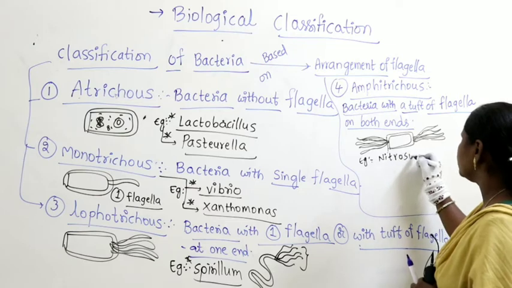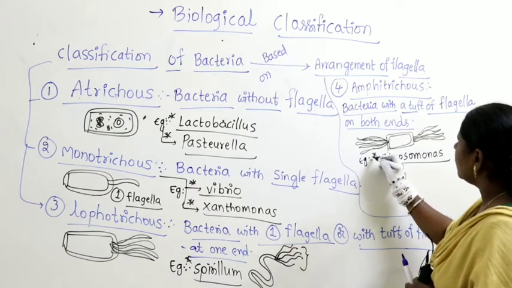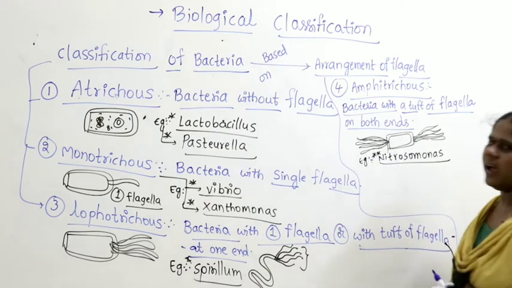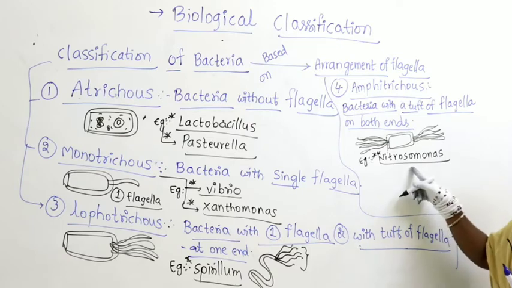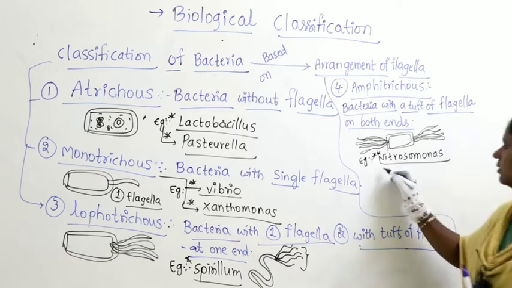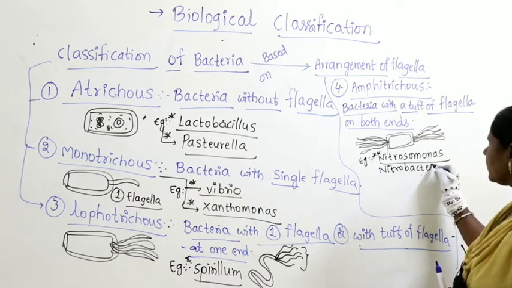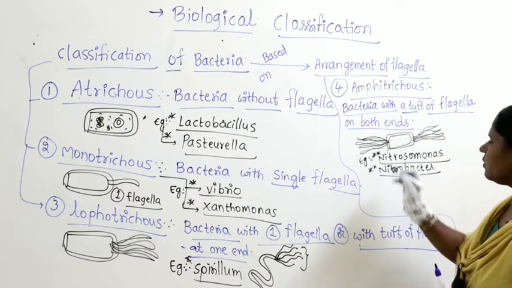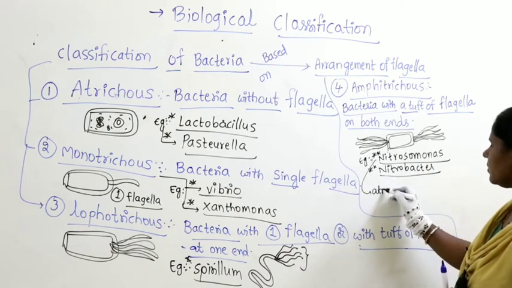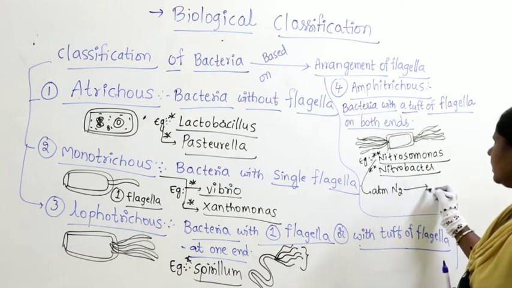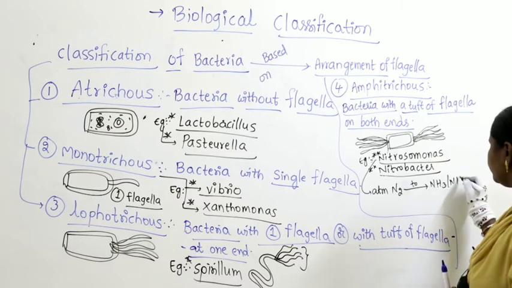Nitrosomonas, Nitrobacter. What are the examples? Nitrosomonas, Nitrobacter, which converts atmospheric nitrogen into ammonia.